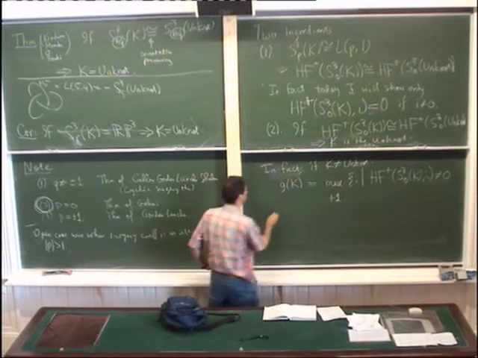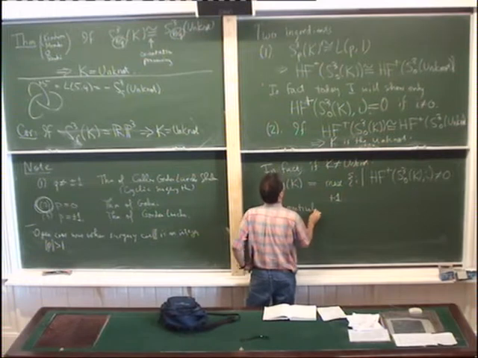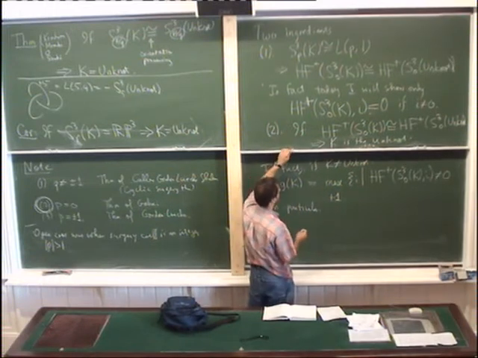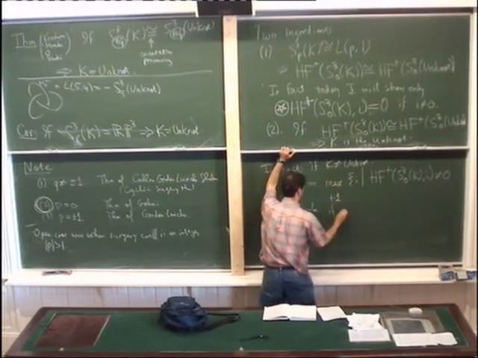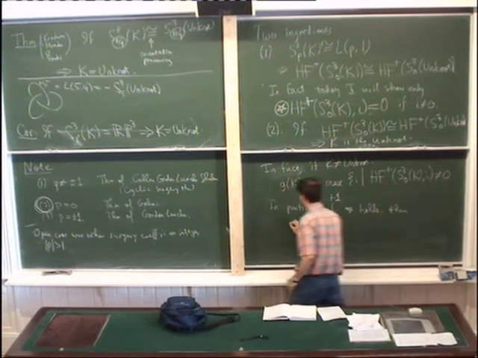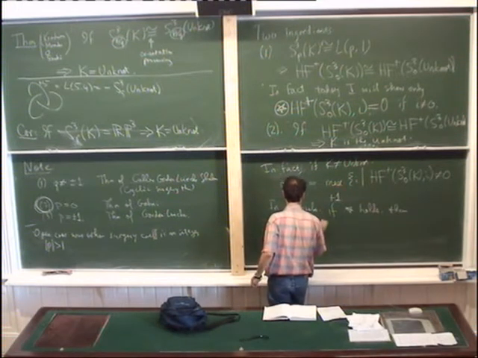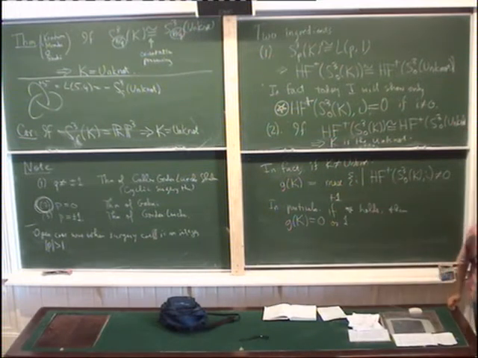And in particular, if star holds, then the genus of the knot must be equal to 0 or 1. And there's a special sort of song and dance one can do in the genus 1 case, but that's, again, actually not necessary because the genus 1 case has already been covered.